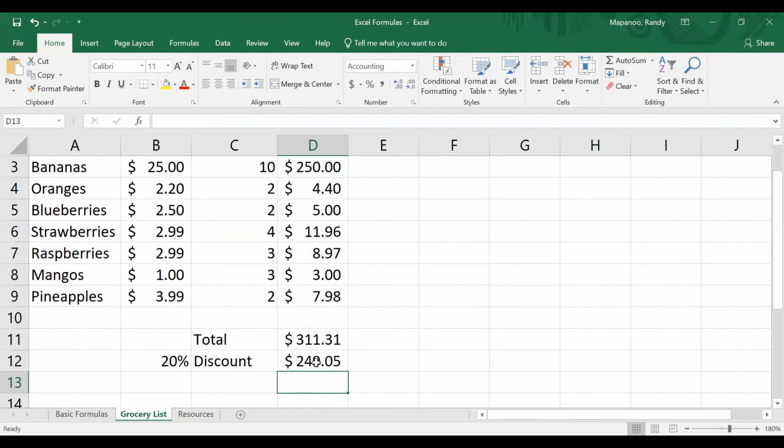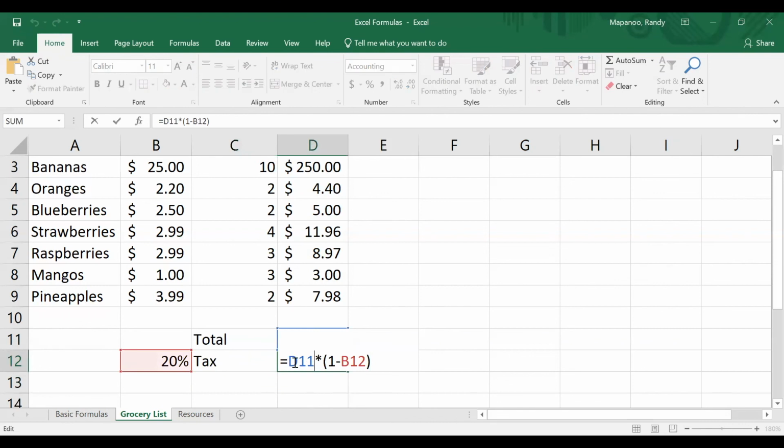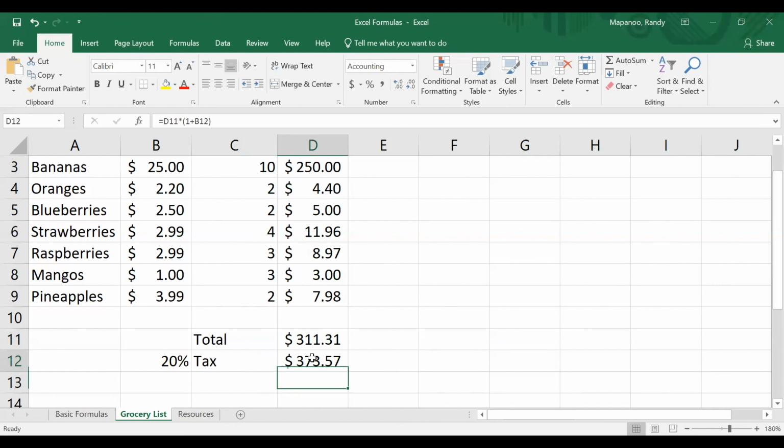Now, if instead I wanted to calculate a percentage increase in the total, maybe I will change this to be a 20% tax. Let me go ahead and go back into the underlying formula here. So the only thing I would change here is instead of multiplying the total by 80%, I need to add this. So it would be 1 plus the 20%. And I'll go ahead and hit enter. And there's my answer. So after a 20% tax, the total would be $373.